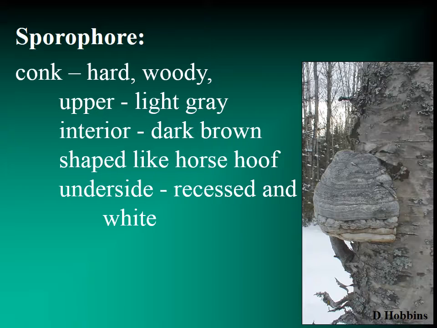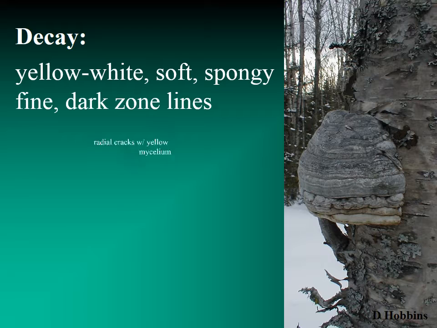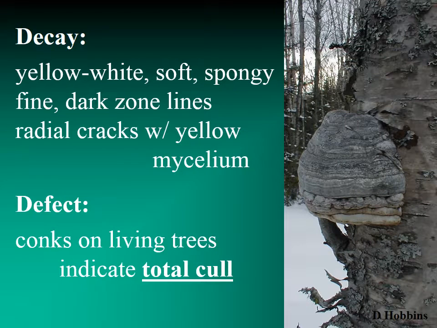The bottom will be recessed and will be white when it's fresh. These do turn black with age. But you can see this one has lasted many years. The defect on this is total cull. So as soon as you see that smooth horseshoe shape, it's total cull. So smoothish, as opposed to the sister relative that is charcoal-like. So total cull for this one.